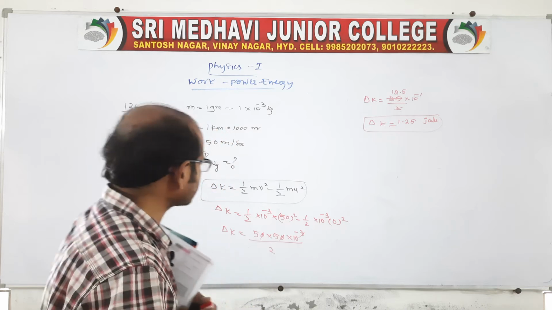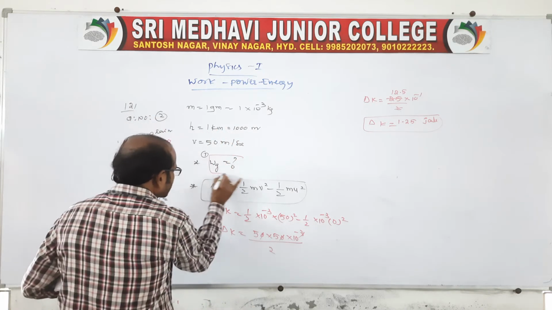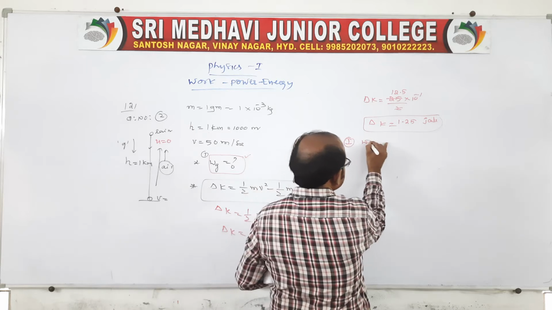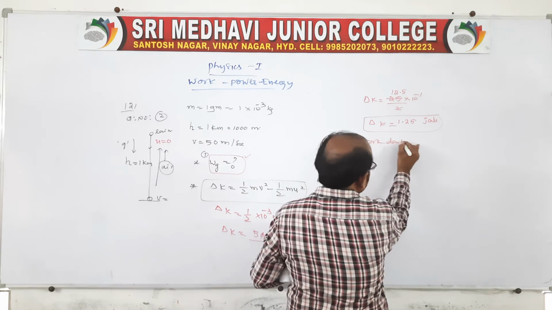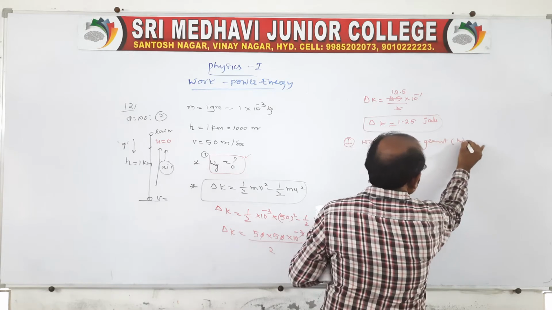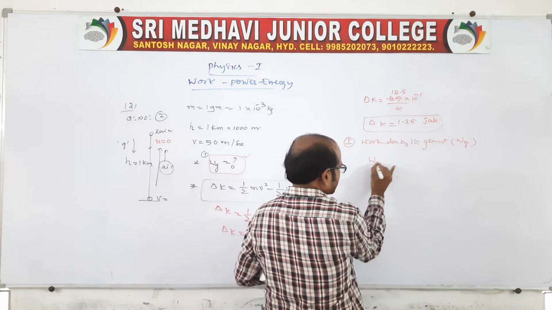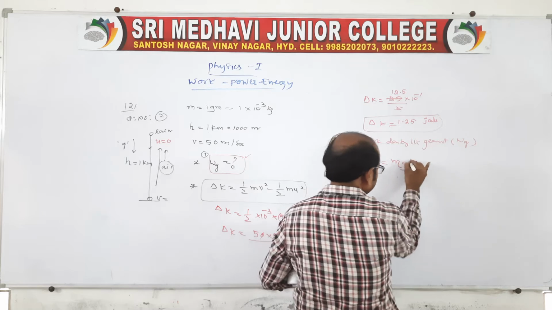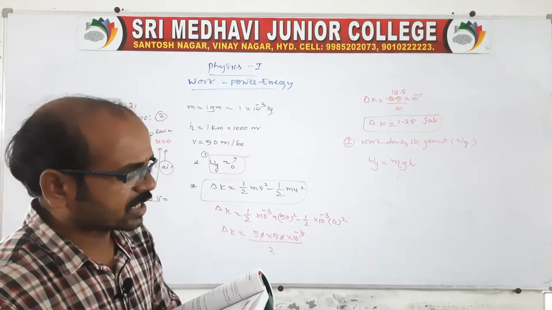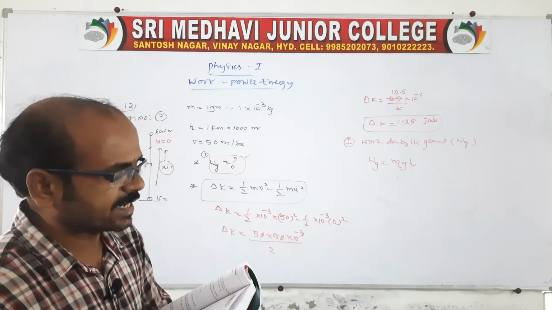But actually what is asked? Find the work done by the gravitational force. Yes, now you go for the first case, work done by the gravitational force. Work done by the gravitational force is equal to, we can say, mgh. We know this is the potential energy, no? Work, because it is falling from a height h, no?